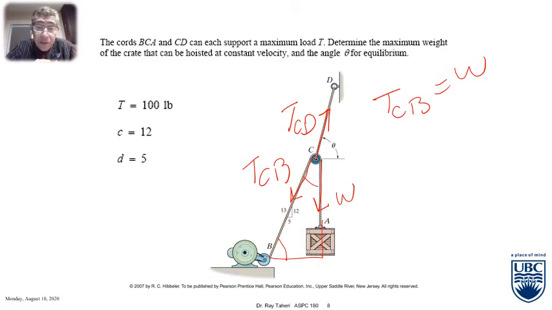How many variables do we have here? Well, let's see. We have the angle as a variable, and we have the weight of the crate as an unknown or variable. Therefore, we have two unknowns and two equations. It's a determinable problem. I think you should pause here and try to solve it by yourself. Spend about 10-15 minutes, write the equations of equilibrium, and then you can move forward, and I can explain in more detail how we can solve this problem. Interesting problem. I think by doing it yourself, you will learn quite a bit.